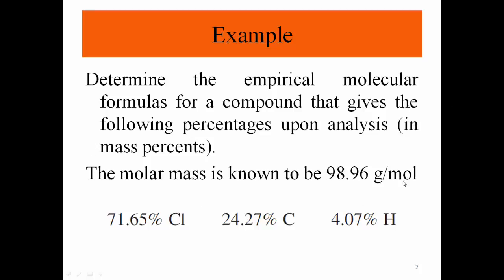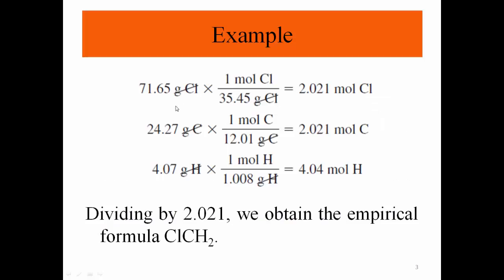So we have these percentages: 71.65% chlorine, 24.27% carbon, and 4.07% hydrogen. And the molar mass of the compound is 98.96 grams per mole. So based on these percentages, we can find the ratio of each element in the chemical formula.